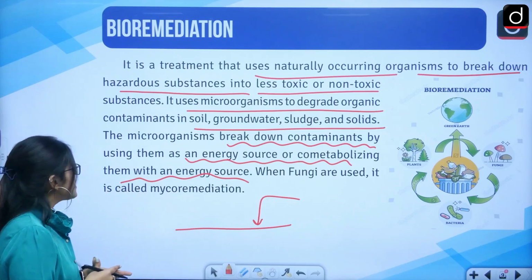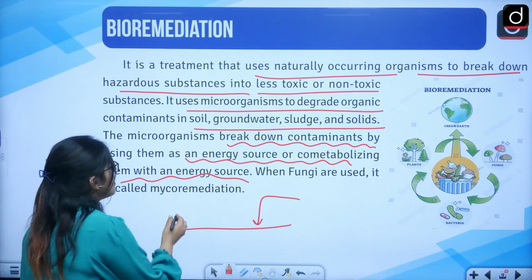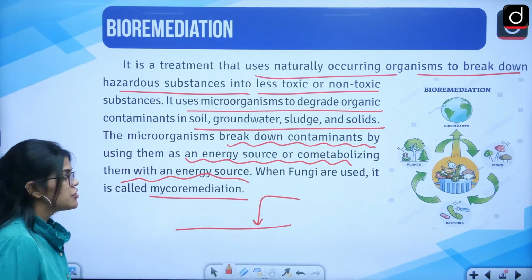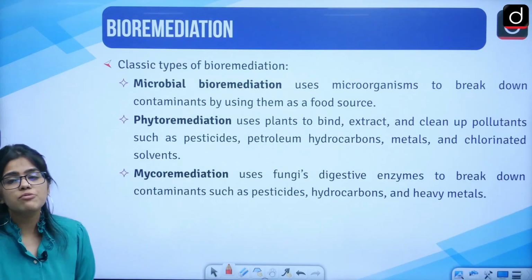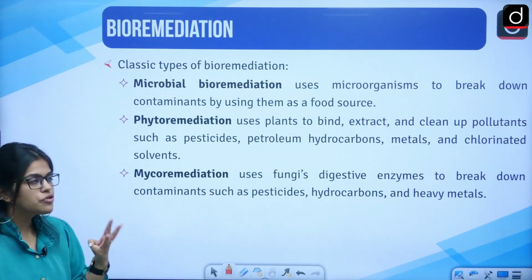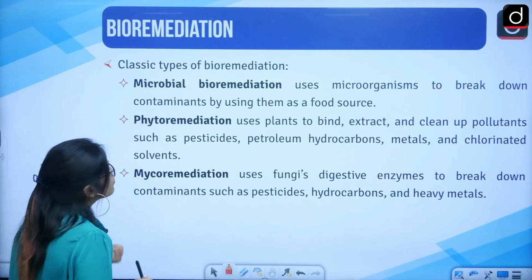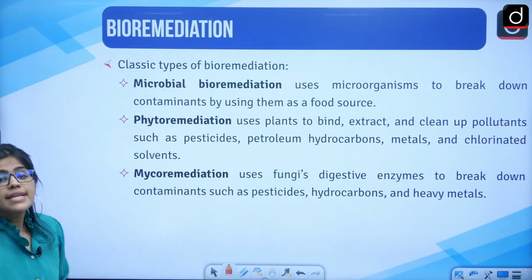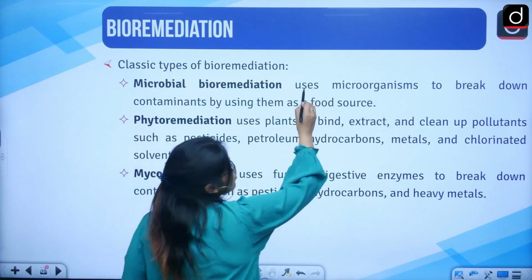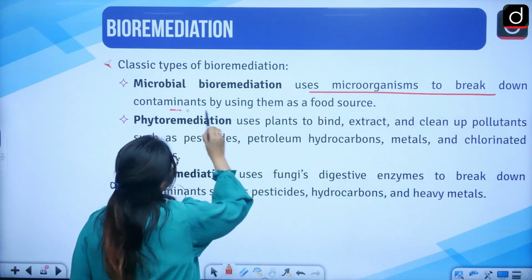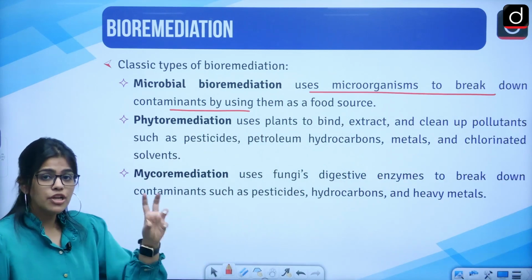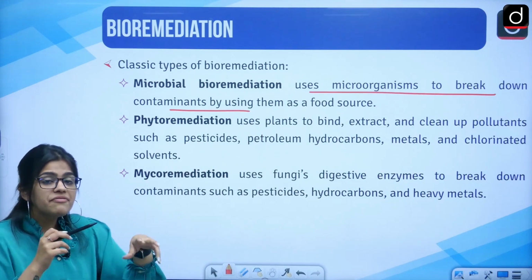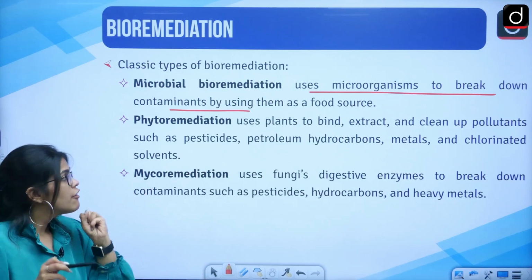When fungi are used, we call it mycoremediation. So there are different types of remediation. It can be classified into 3 ways. It can be microbial bioremediation. It is done by using microbes to break down the contaminants by using them as a food source. So they will use all the waste that is present there as their food source.